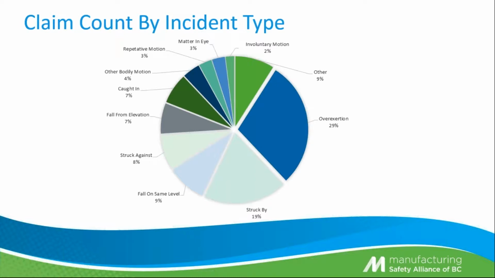Just so that you guys are aware, I've included a claim count from WorkSafe BC for injuries in the manufacturing sector for the last 5 years. I'd like you to notice that overexertion amounts to 29% of the claims that have been filed in the last 5 years. Next highest is struck by, which is 19%. Fall on the same level is 9%, struck against is 8%, and fall from elevation is 7%.